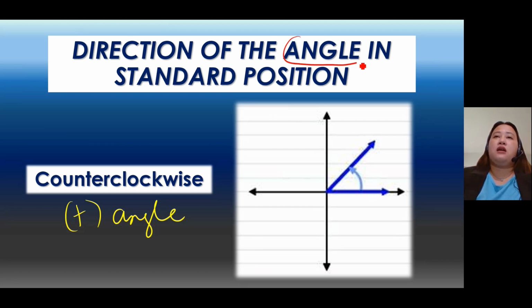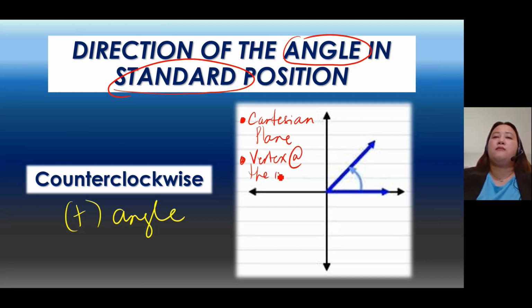When can we say that the angle is in standard position? Number one, the first thing that you need to remember, it should be in the Cartesian plane. The angle should be drawn in the Cartesian plane. Next, the vertex of the angle should be at the origin. As you can see, this angle is in the Cartesian plane. So this is the x-axis, the y-axis, with the vertex at the origin.